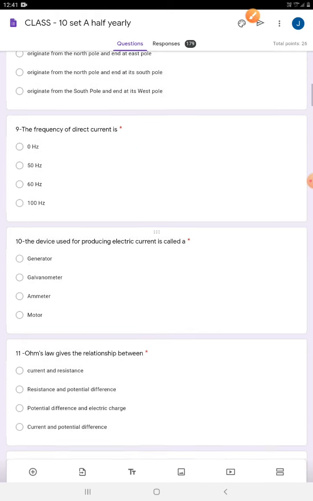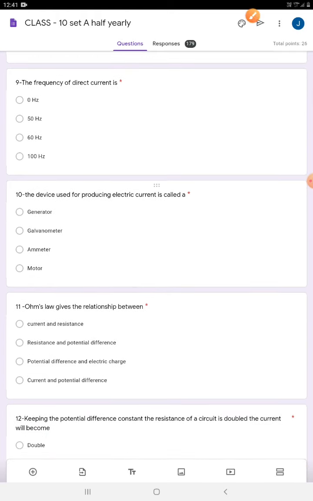Okay, now question number 9, the frequency of direct current. As we know, there are two types of current: alternating current and direct current.